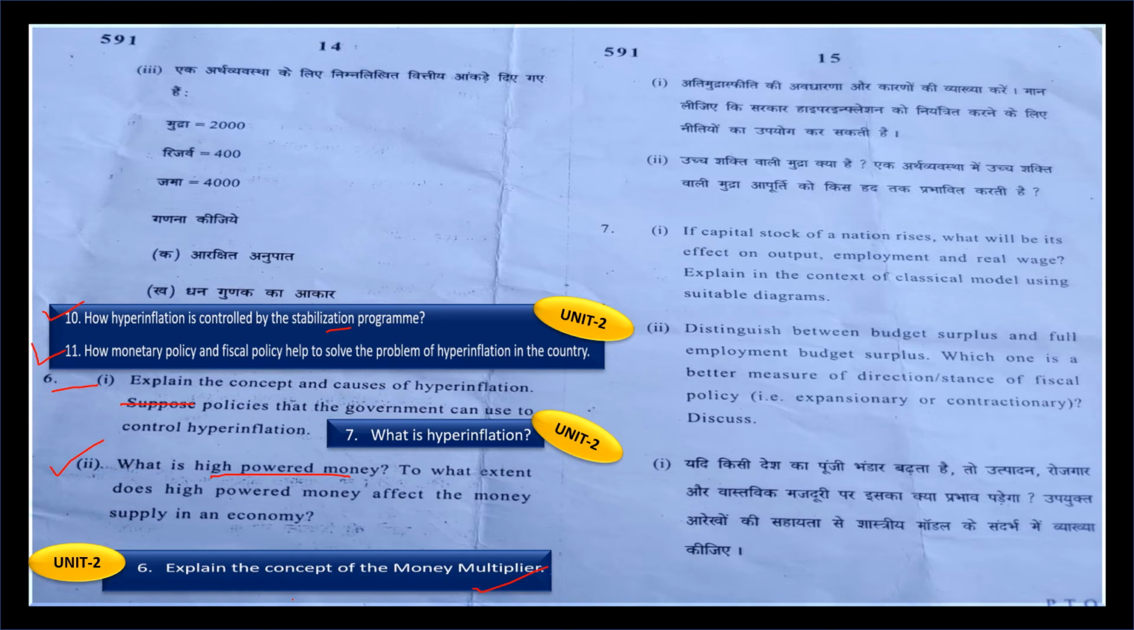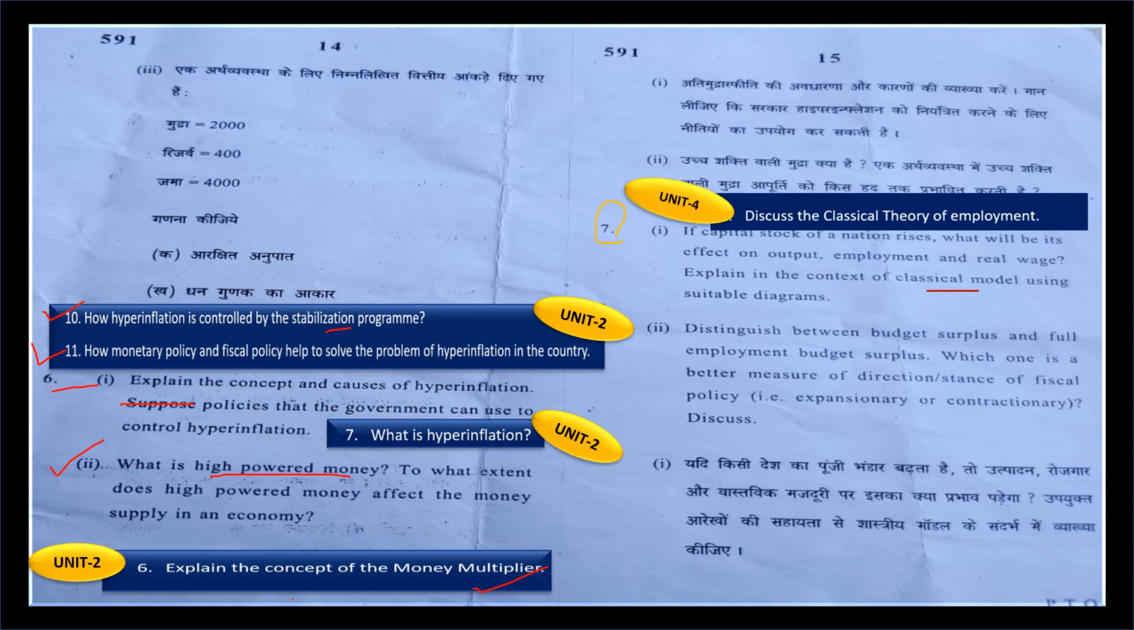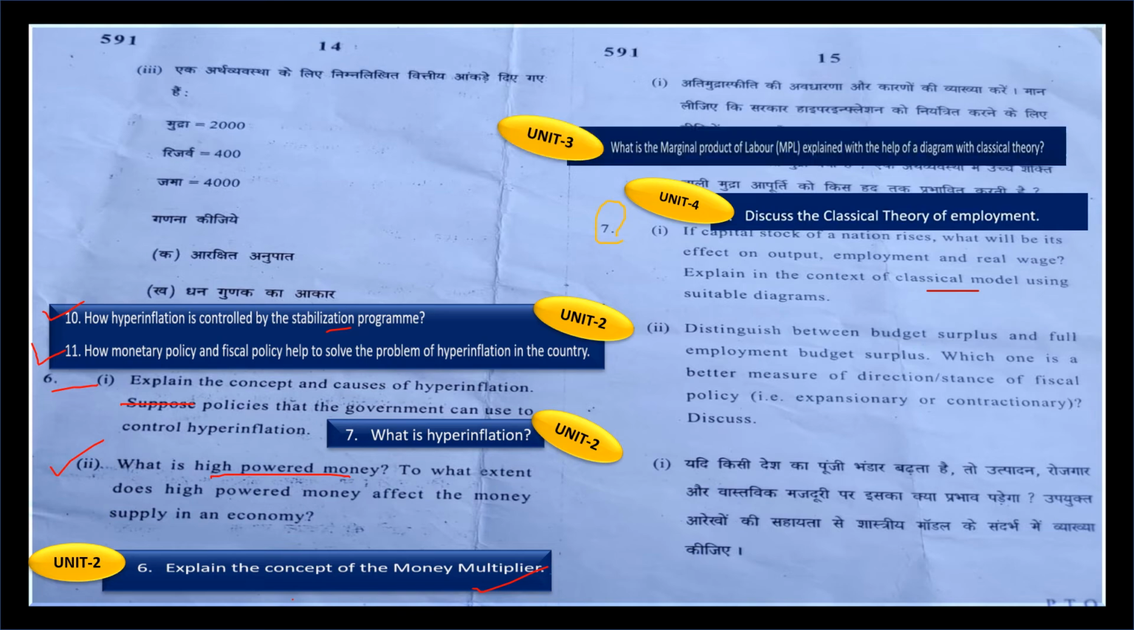Now question number 7. If the capital stock of a nation rises, what would be its effect on output, employment and real wage? Explain in the context of the classical model using a suitable diagram. In unit 4, I asked you to discuss the classical theory of employment, whereas in unit 3, I gave you the question, what is the marginal product of labor? Explain with the help of a diagram with classical theory. These two questions are sufficient to write a good answer on this topic.